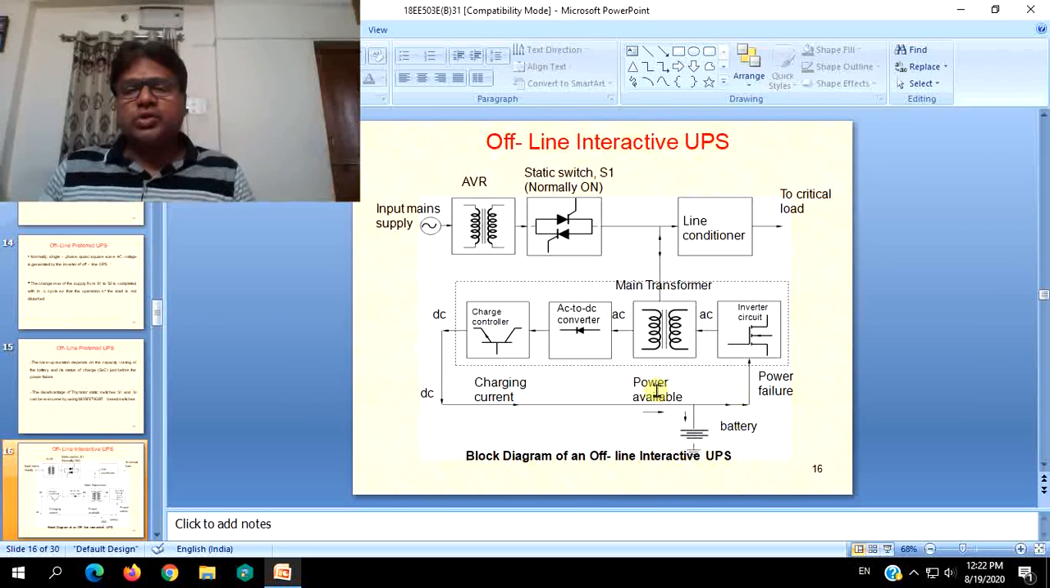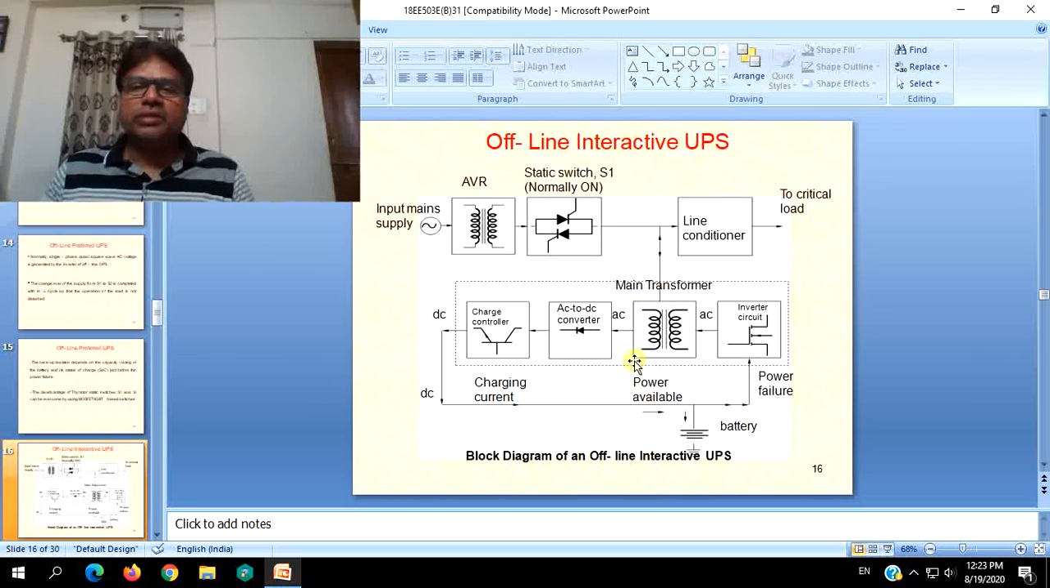So the battery will be choosing its charge, and its output will be given via this inverter circuit. But under normal conditions, this inverter will not be operating. When the power supply is off, that is, this S1 will be opened automatically. When this is opened, it means there will not be any incoming supply.